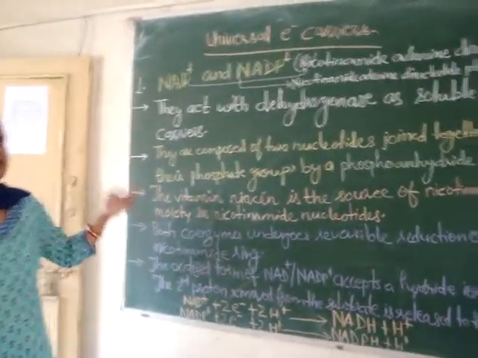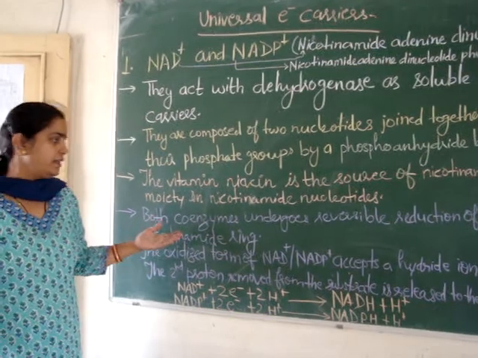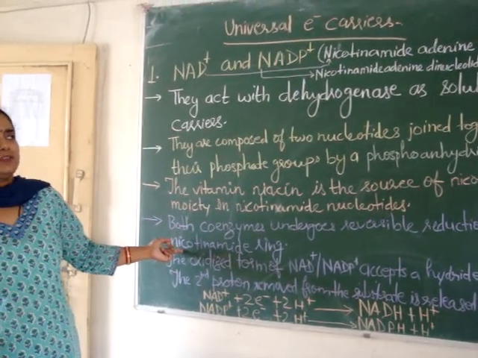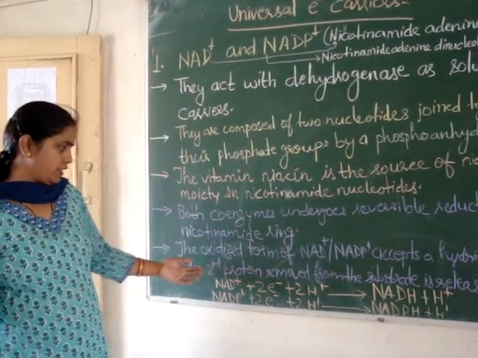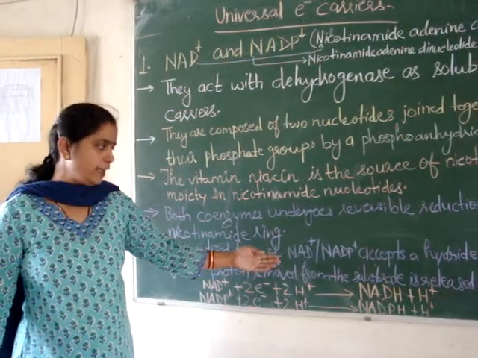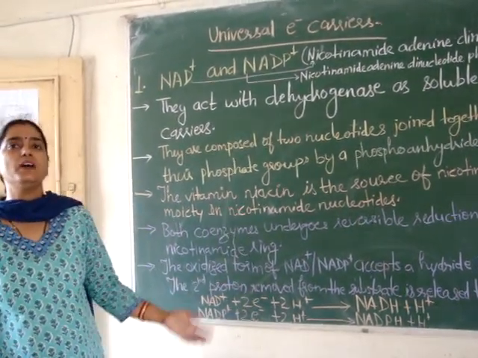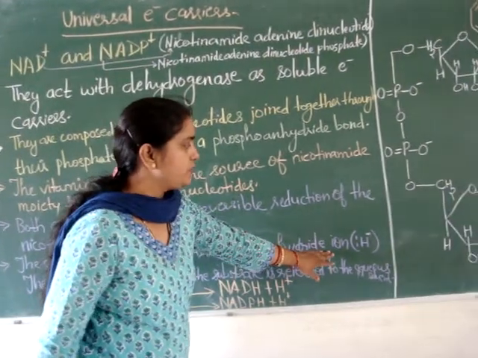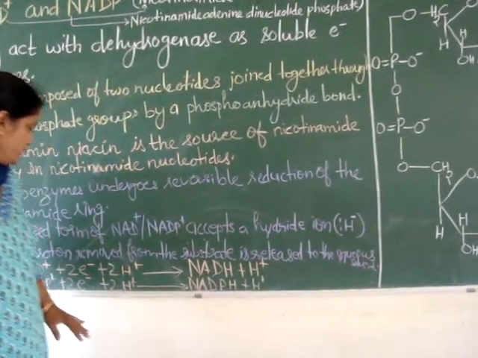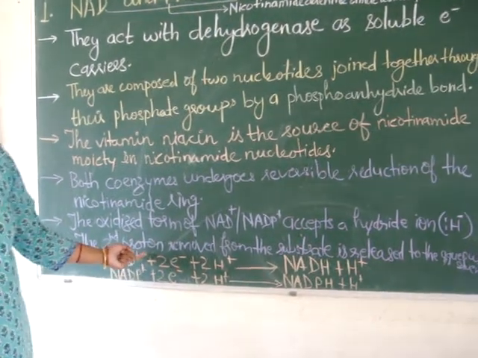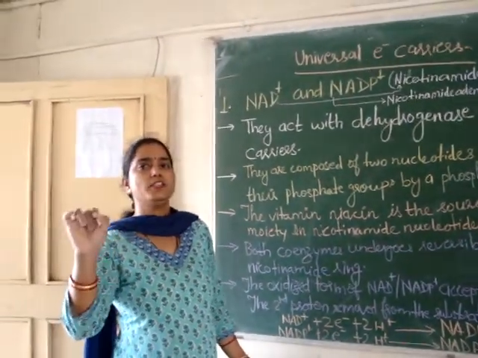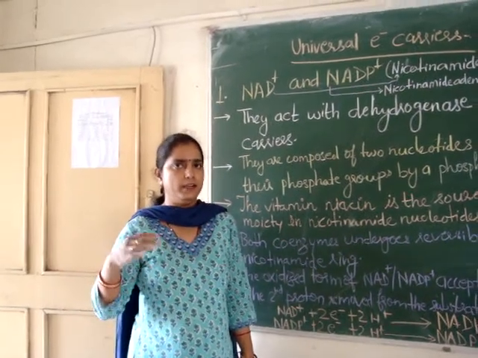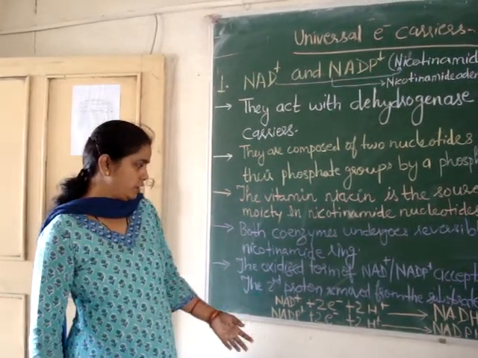Okay, and both coenzymes undergo reversible reduction of the nicotinamide ring. Actually, only the nicotinamide ring participates in the reduction reaction. The oxidized forms, NAD plus and NADP plus, accept a hydride ion. Remember, they accept a hydride ion, that means two electrons with a proton, and the second proton removed from the substrate is released in the aqueous solvent. That's why we write NADH plus H plus, because one proton is released in the aqueous solvent.